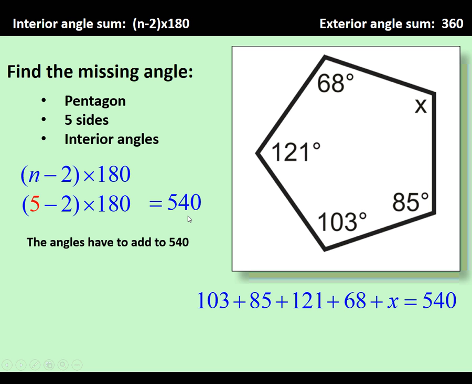So 103 plus 85 plus 121 plus 68 plus x is 540. All you have to do is combine like terms and solve for x. And we should end up with 163 for that missing angle. Now, this is an interior angle problem.